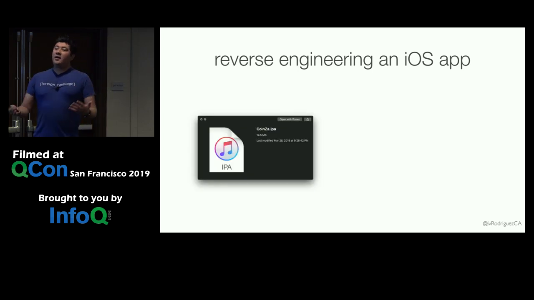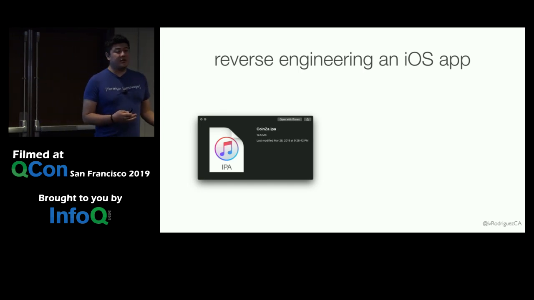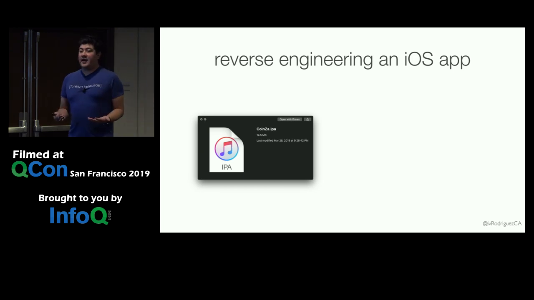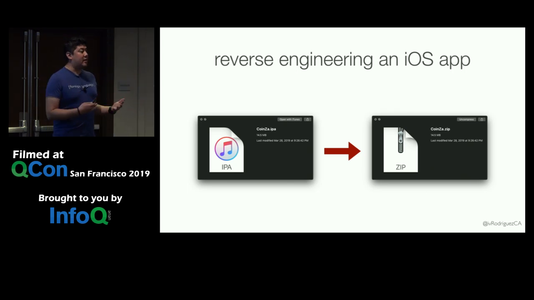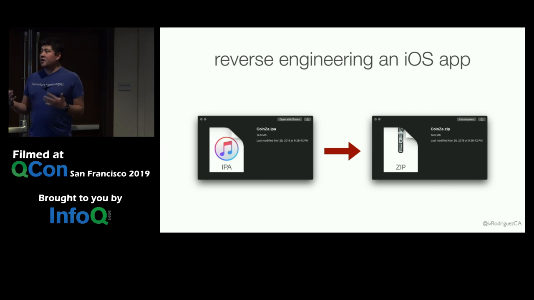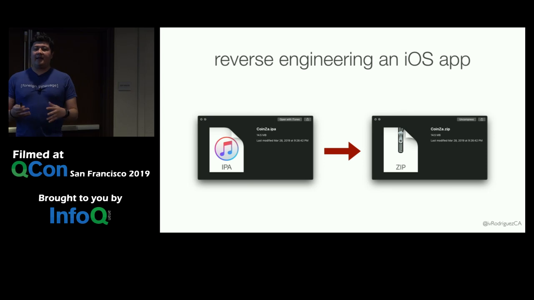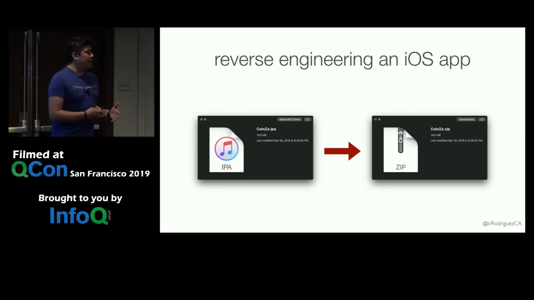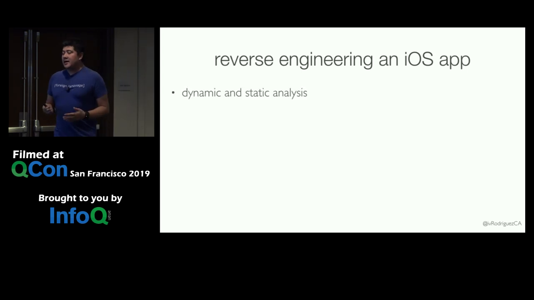So for the non-iOS developers in the room, iOS applications have a .ipa extension, but in reality, they're just zip files. So what we could do is literally just rename that file to .zip and extract all the files that come with your application. This is going to be very important because sometimes developers don't realize that every file that they include in their app can be easily accessible by a potential attacker. And we're going to see that.